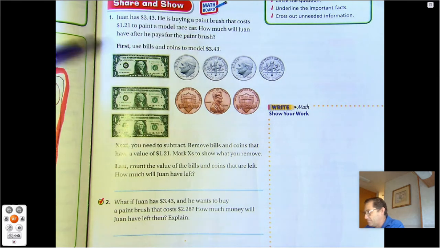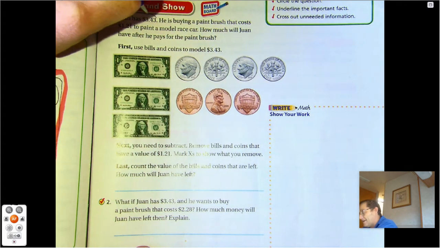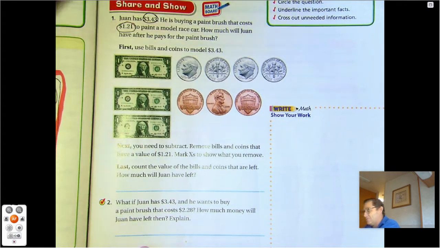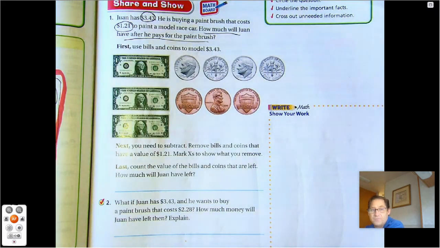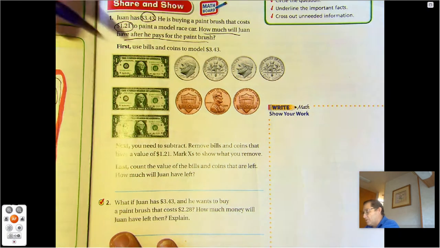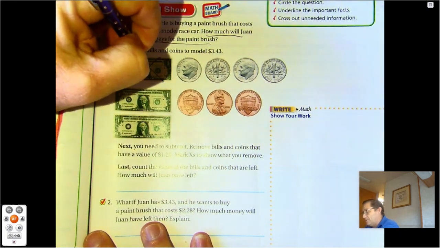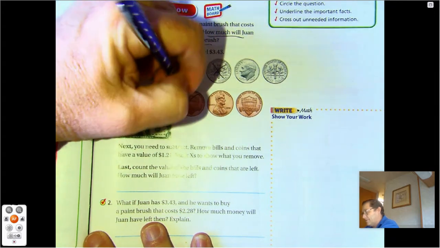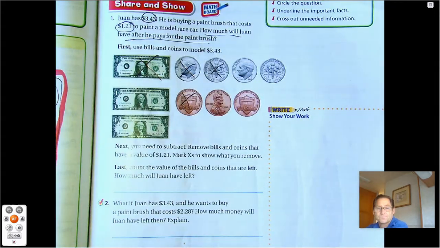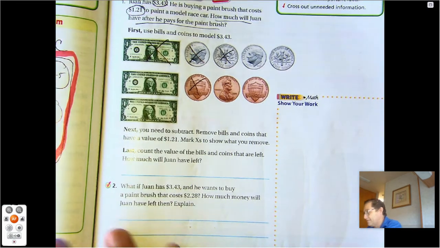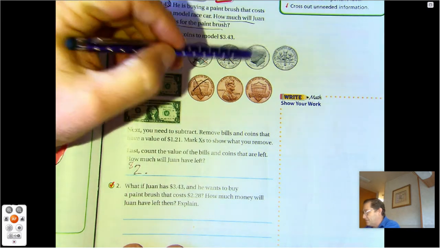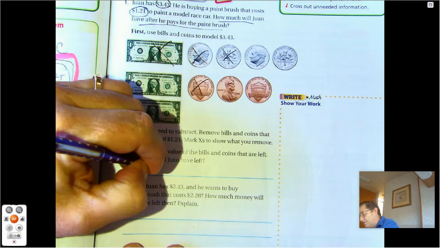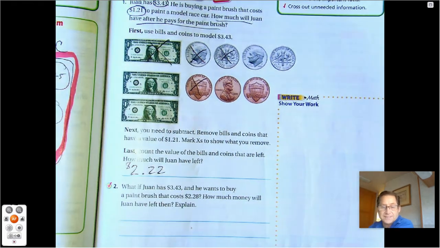Next, you need to subtract. Remove bills and coins that have a value of $1.21. Okay, so he had 343. He's spending 121. We need to find out how much he has after he pays for the paintbrush. So where could we get $1.21? Well, I could cross out that dollar, 2 dimes, and a penny. Now let's count how much he has left. He's got 1, 2, $2, 10, 20, and 22 cents. So he has $2.22.